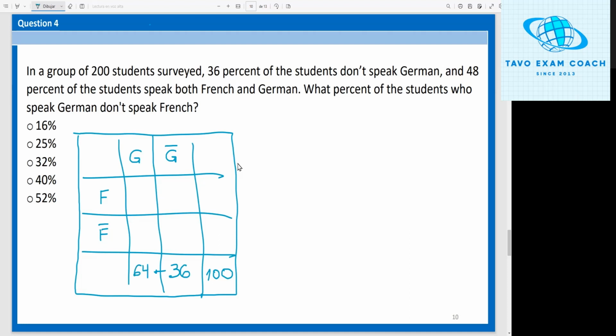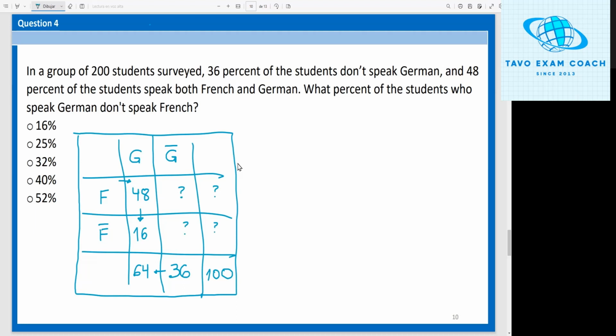On the other hand, we have 48% of the students who speak both French and German. Well, people who speak both languages correspond in this box, and we should place here 48. From this data, it follows that the people only speaking German are the difference between 64 and 48, that is 16. Well, there's no way we may know what's in these other boxes. So now, let's see what they're asking.